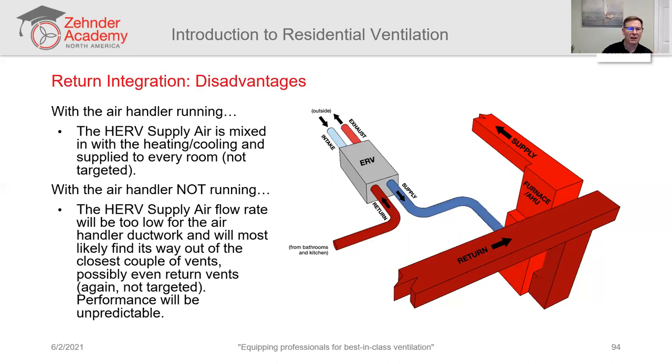With the air handler not running, what's going to happen in this scenario is that the relatively low volume of supply air from the ERV is going to go into the air handling system. It might just pop out of the nearest return duct, return grill, or even if there's a backflow damper and it goes through the supply duct, it's still going to come out a pretty big sized duct, and it's just going to pour out of a pretty good sized grill in the first one or two grills that it finds. Usually it's not going to make its way through the whole supply air system because the ERV just doesn't deliver enough air to pressurize that large duct system. So the performance is going to be unpredictable and not targeted.